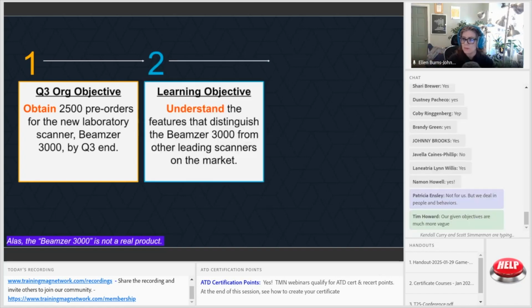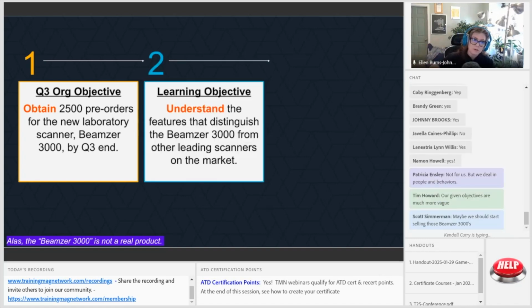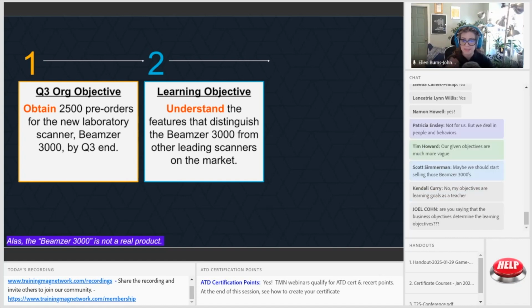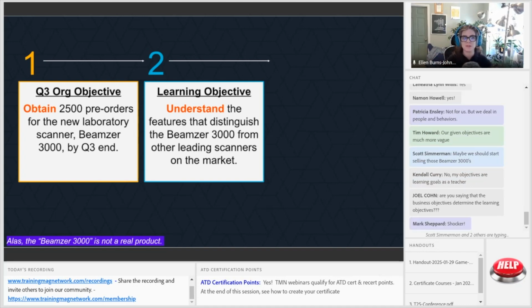This is helpful. For this worked example, let's talk about how this might be formed into a learning objective that relates to the organizational objective. So if we imagine this as our organizational objective, every department, every division is thinking about how to make this a reality. We're working with our tool set in the learning and development space in the training department. We might create a program, and within that program we have something that has this learning objective: understand the features that distinguish the Beamser 3000 from other leading scanners on the market.